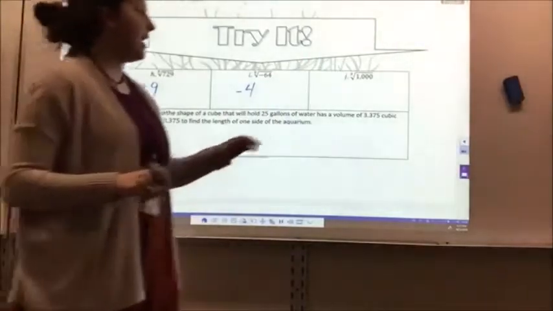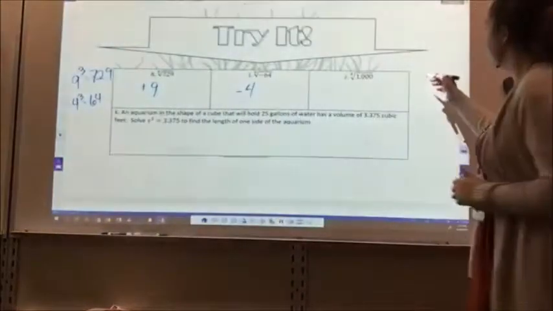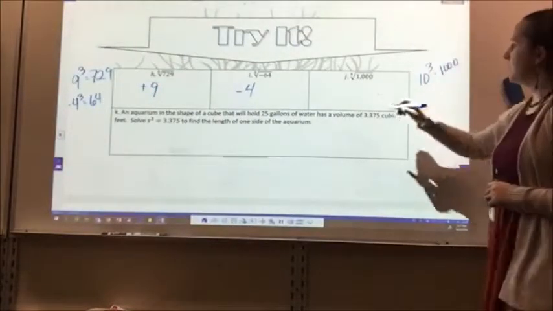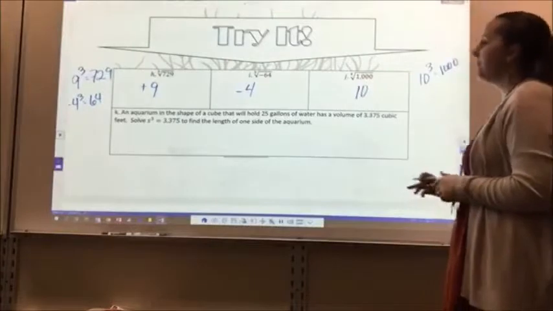For J, I have the cube root of 1,000. Well, 1,000 is 10 cubed. So that means J has to be 10.